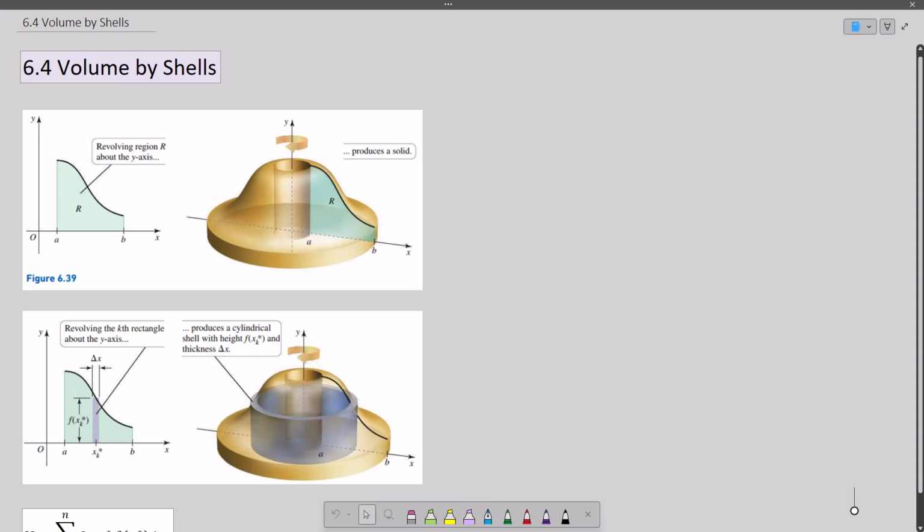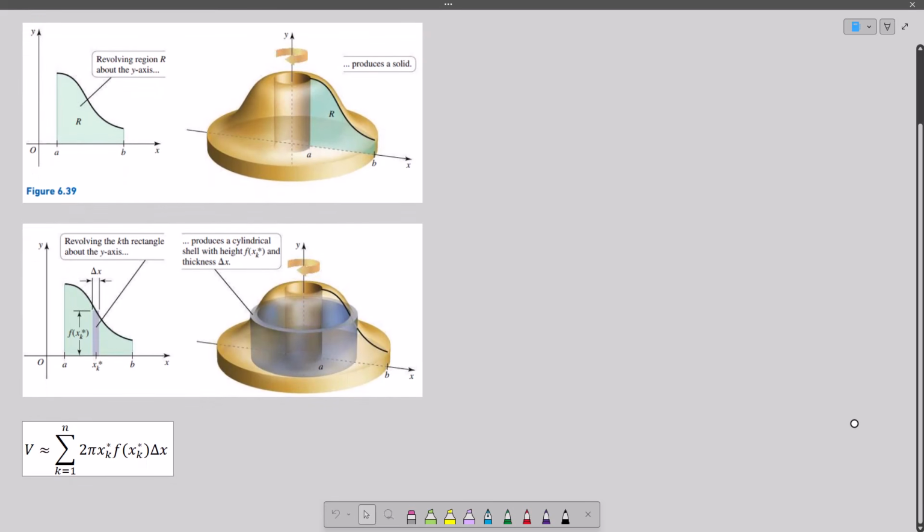Cross-section in this context is in quotes, because normally a cross-section means you're slicing it with a plane. You're getting a 2-dimensional cross-section. Here, cross-section in quotes, let's think about the geometry. That 2-dimensional region is rotating around the y-axis. It's creating this bell with a hole in it.